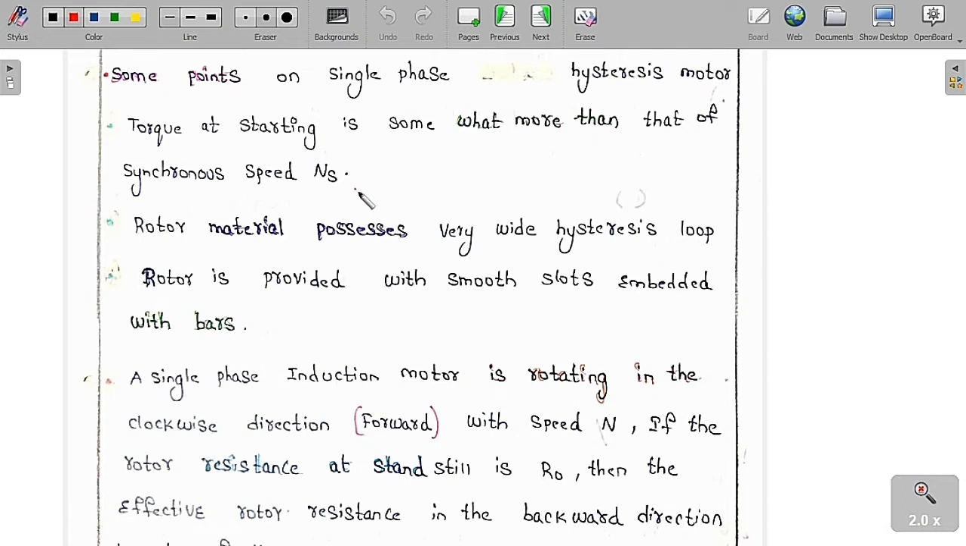And the rotor is provided with smooth slots embedded with bars. So basically, for that rotor, we are going to choose some smooth slots, and in those we are going to use the bars. So these are some of the important points regarding the hysteresis type of motor.